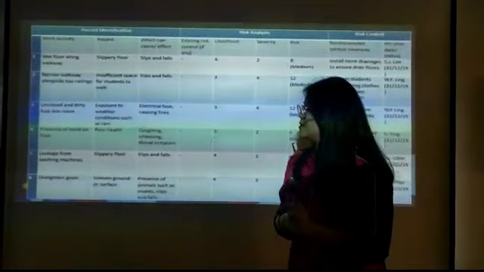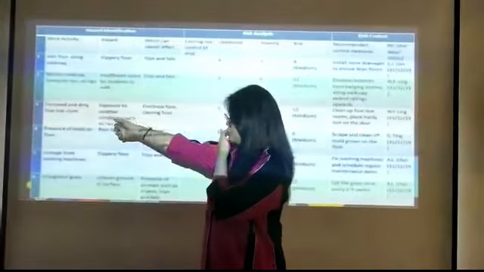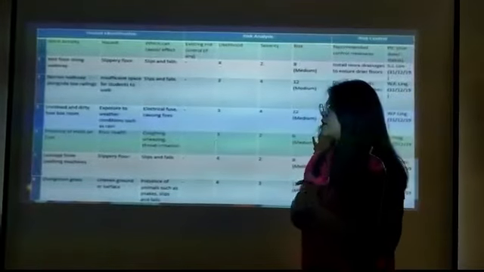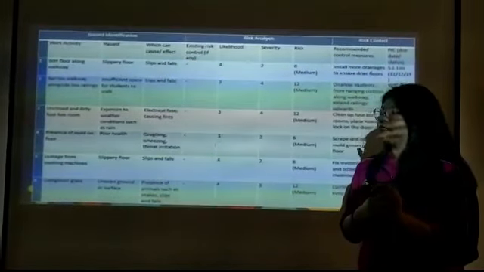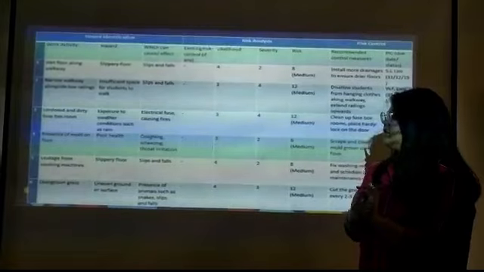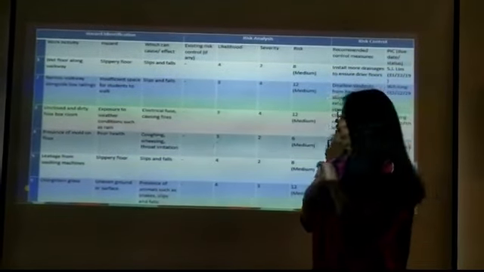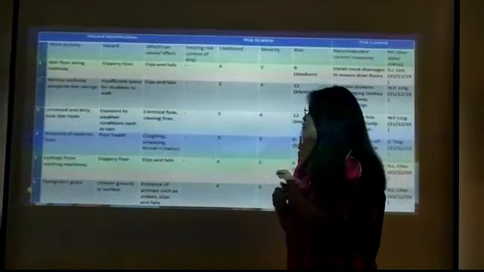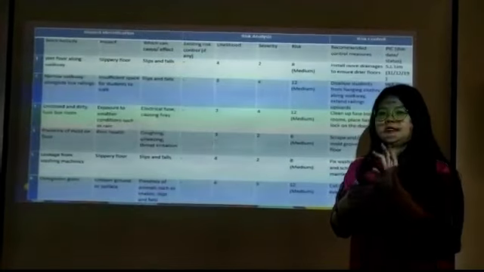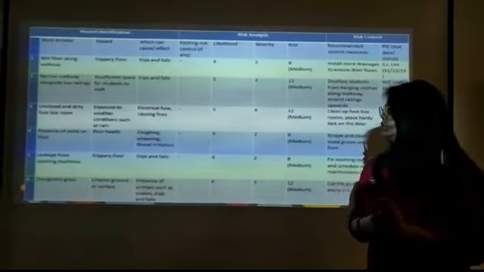And the third one is an uncovered and dirty fuse box room. It can cause exposure to weather conditions such as rain, and it can cause an electrical fault in the fuse, causing fires in the residential area.